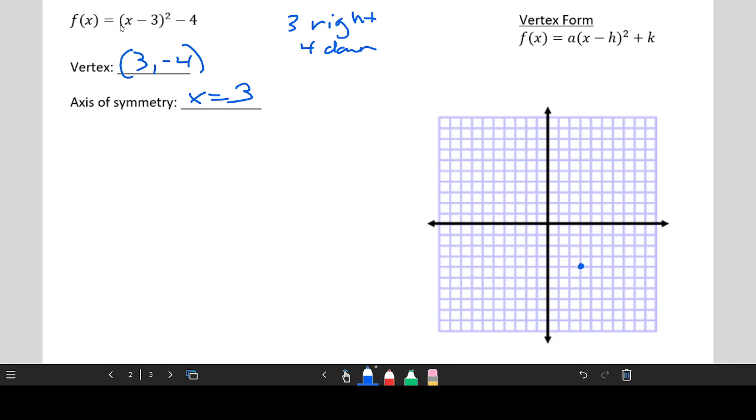We don't see a value a out front here, but it's 1 because 1 times this equation would give us the same equation, and so that tells us that the parabola will still open up. So it's just good to know, because then if we get a point below the vertex, we'll know we did something wrong.